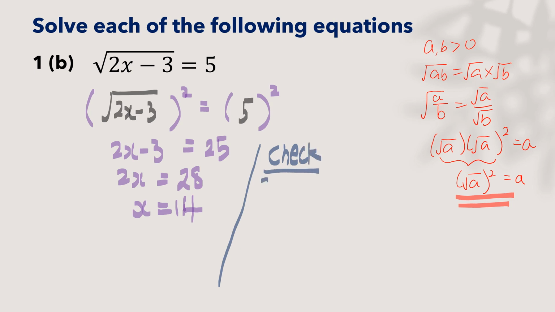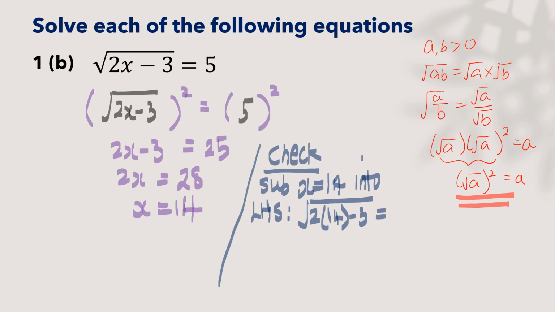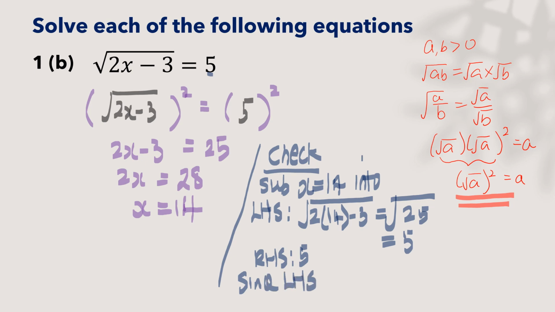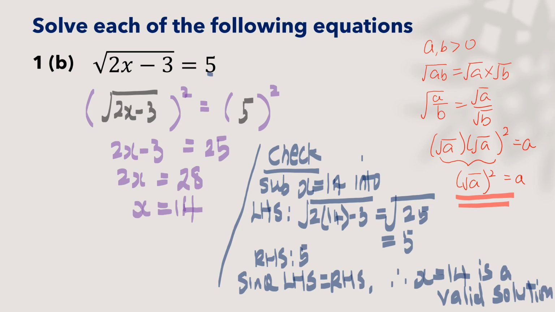All right, so we're going to substitute x equals 14 into the left-hand side of our equation, which is square root of 2 multiplied by 14 minus 3, and that gives you square root of 28 minus 3, which is 25, and square root 25 is 5. And the right-hand side that we are given here is 5. So since the value for the left-hand side is equal to the value for the right-hand side, we can conclude that therefore x equals 14 is a valid solution. All right, so this is how we do it.